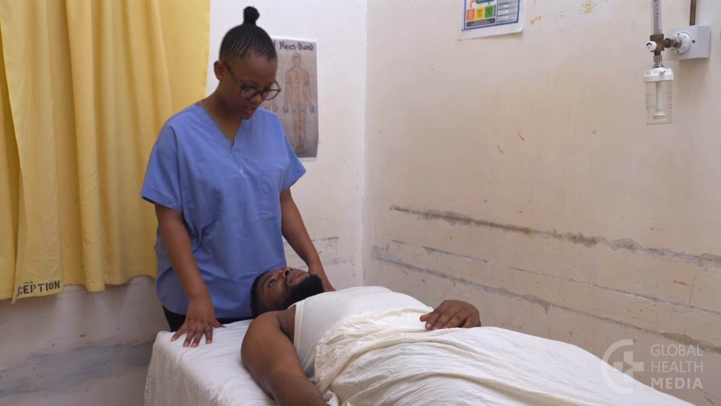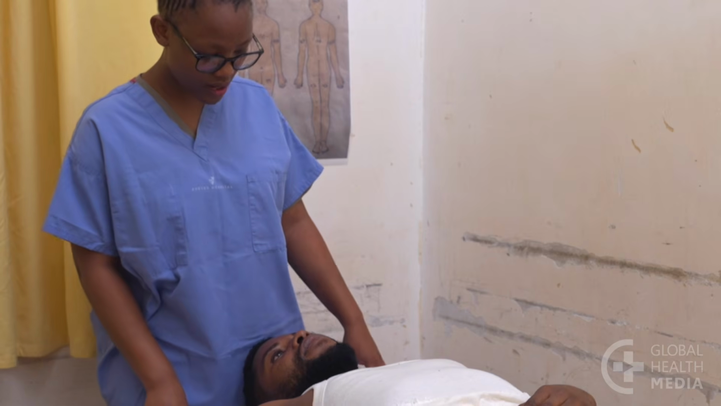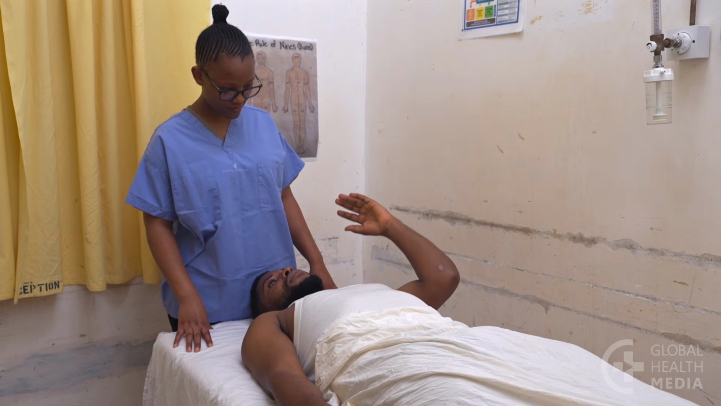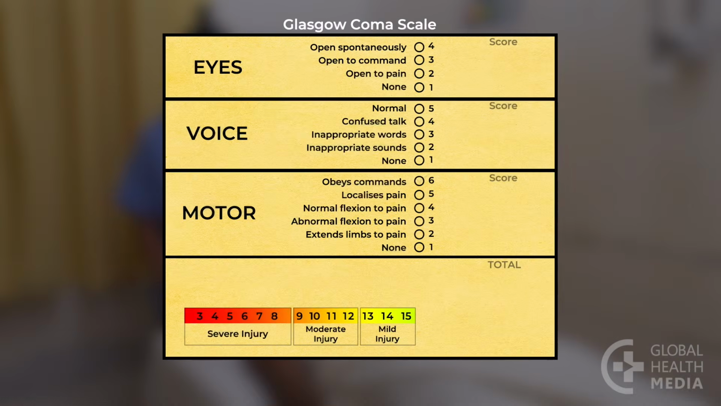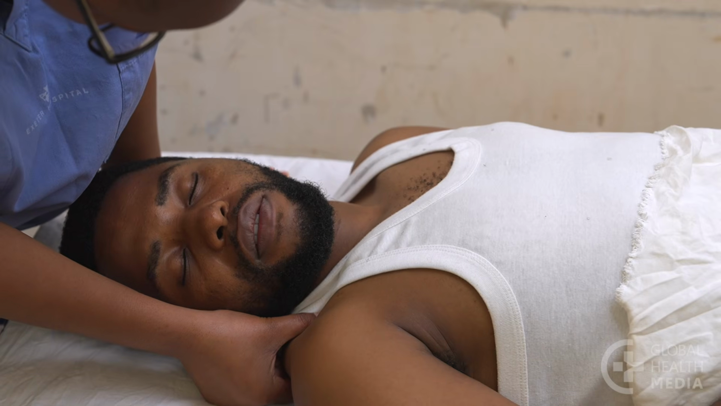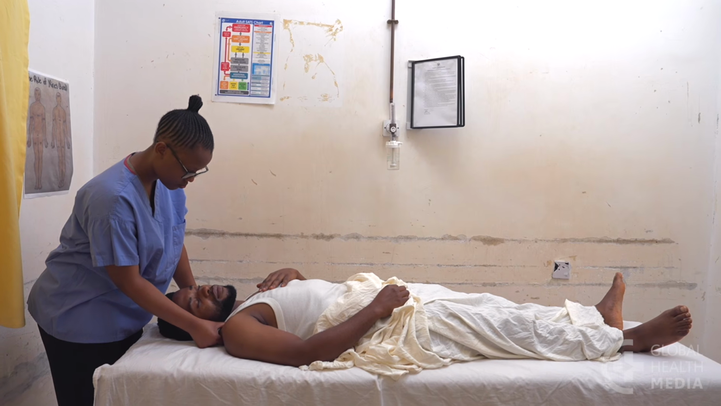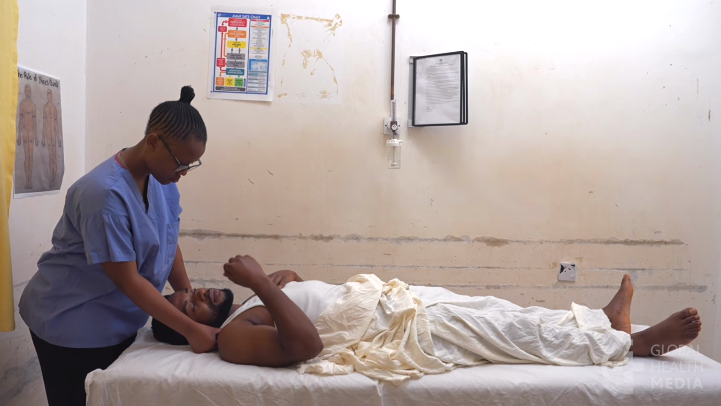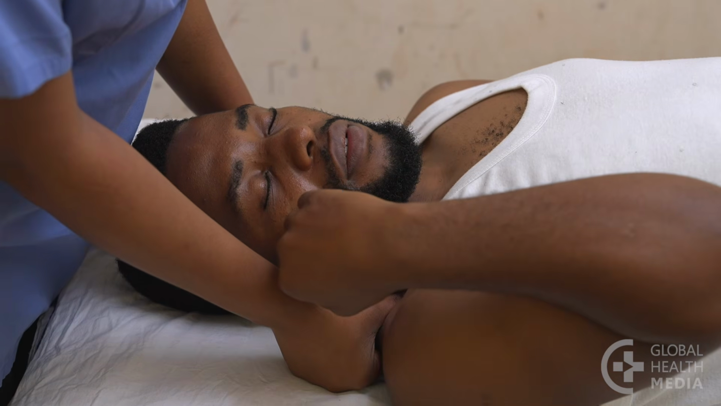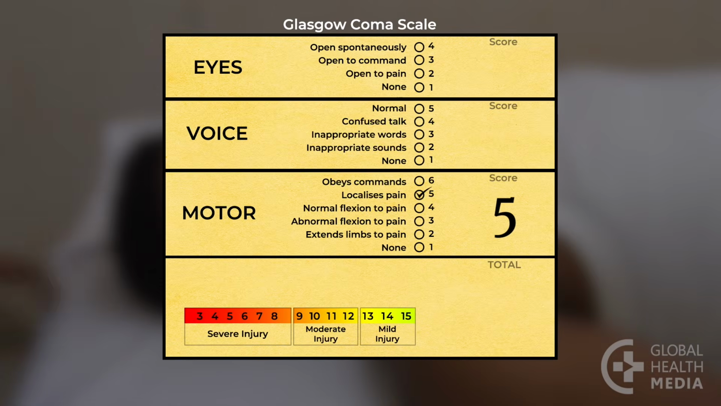And last, test how the patient moves in response to your suggestion. Ask the patient to raise his arm. If he follows your request, he is given a 6. If he does not respond, squeeze the trapezius muscle between the neck and the shoulder. Then observe his response. If the patient makes attempts to stop the pain by reaching towards his neck and brings his hand above his clavicle, he is reacting to stop the pain. He is given 5 points.